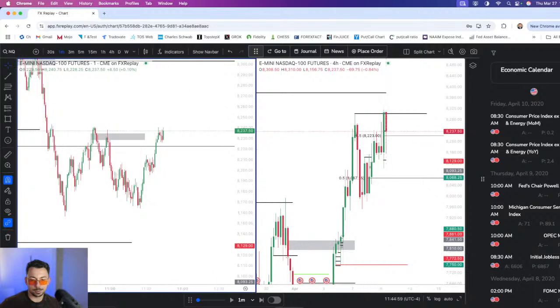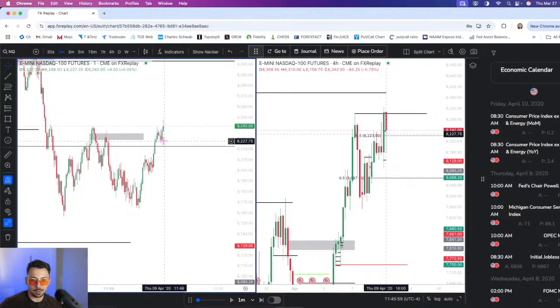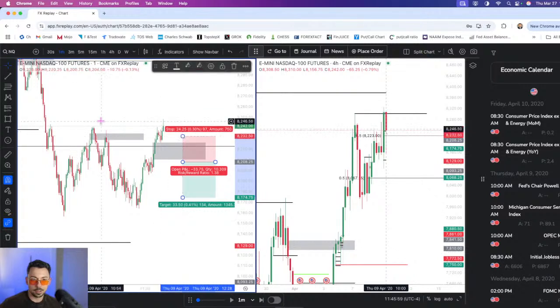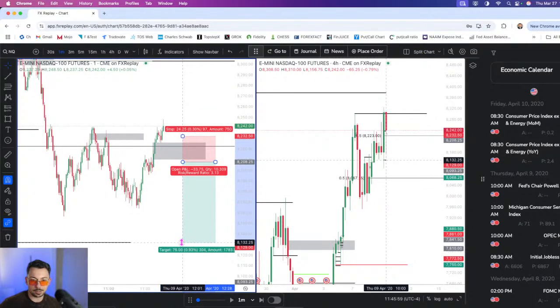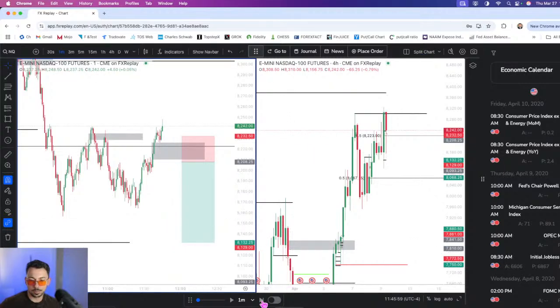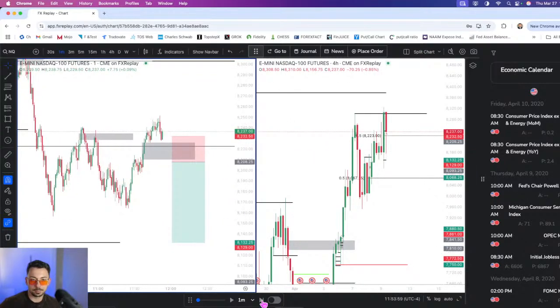Oh, very difficult. What time is it now? 11:46. Okay, I know it's a little bit late in the day, but this still looks decent to me. If this inverses to the downside, I still think this is going to be a good short. Because now we swept liquidity to the upside, and we have a very obvious draw on liquidity here. So let's see what happens.